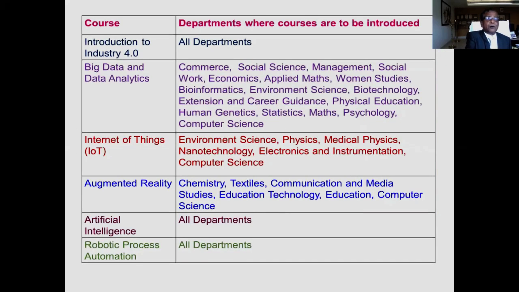Industry 4.0 has been introduced to all the departments. I'll give an example: big data and data analytics as a core subject for commerce, social science, management, etc. Internet of Things has been given as a core paper for environmental sciences, physics, medical physics, etc. Augmented reality for chemistry, textiles, communication, media; artificial intelligence and robotic process automation for all departments. This we introduced in 2021.